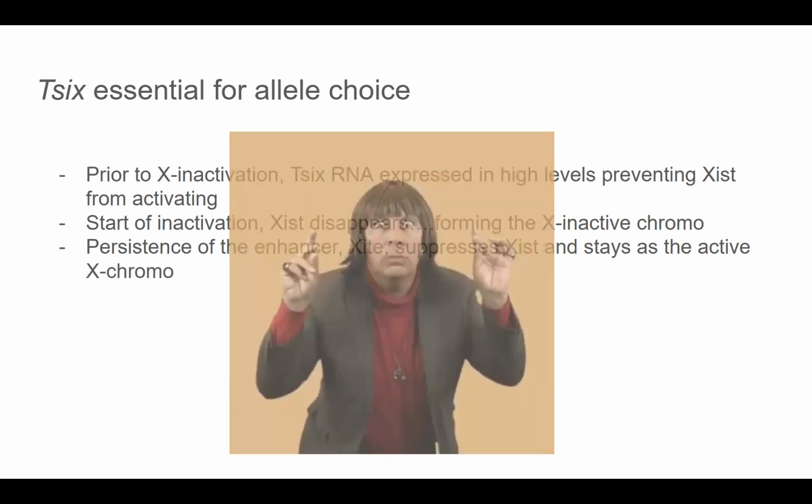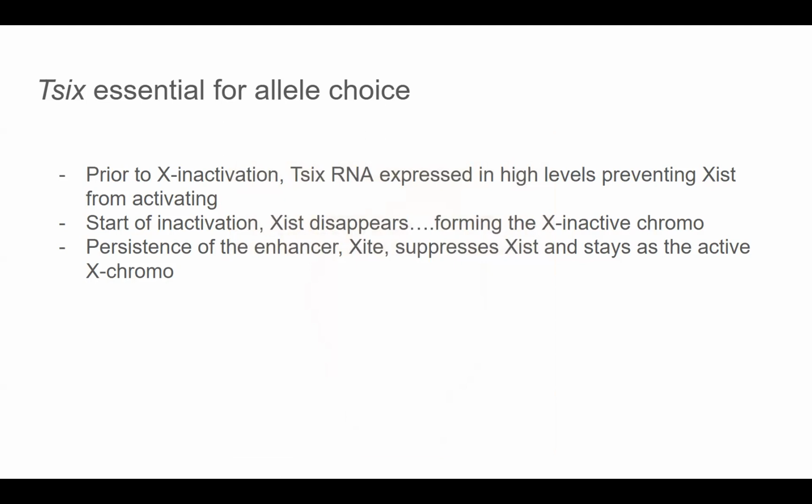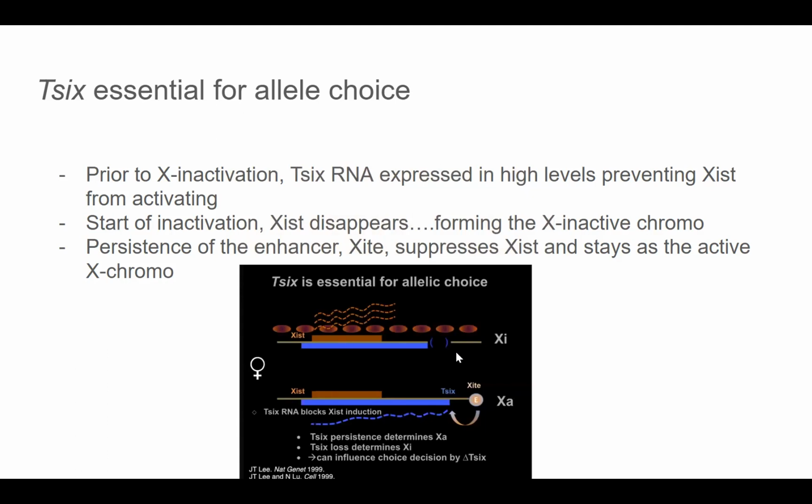And X-cyst forms the X inactive chromosome. As for the other X chromosome, because the X-site, which is the enhancer, is still present, it suppresses X-cyst and stays as the active X chromosome. And right here, it's already occurred. Psi-X would have been here, but suddenly it disappeared, allowing X-cyst to activate, making this chromosome the inactive X. And because the X-site is still here and doing its work, this X chromosome stays active.